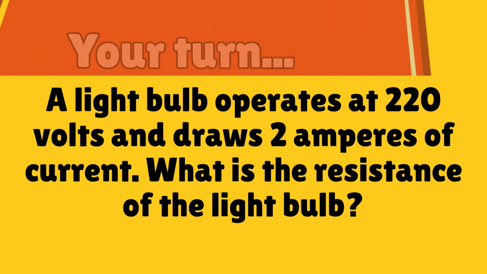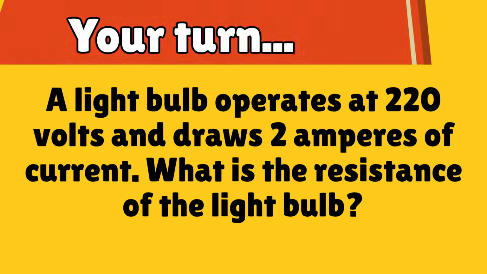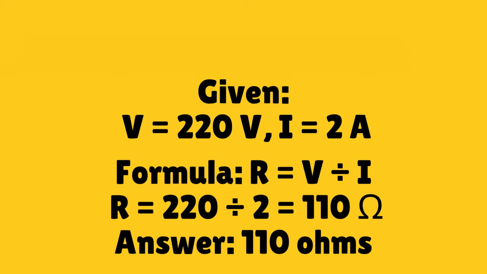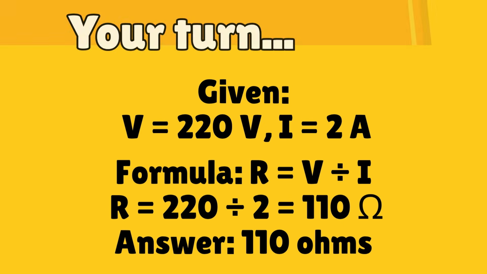Another problem. A light bulb operates at 220 volts and draws 2 amperes of current. What is the resistance of the light bulb? So from the given, the voltage is 220 volts and the current is 2 amperes. The formula is R equals V over I. And to answer that, 220 divided by 2, the resistance is 110 ohms.